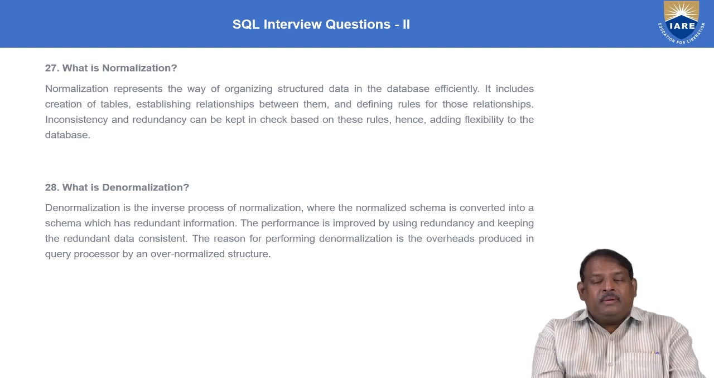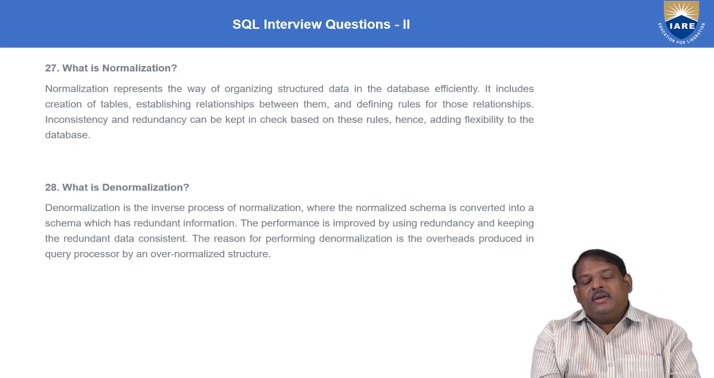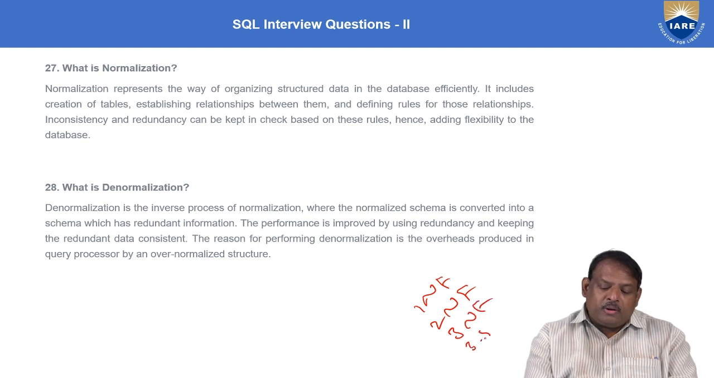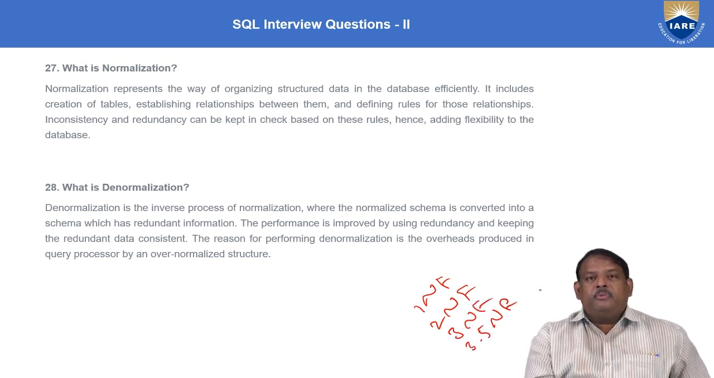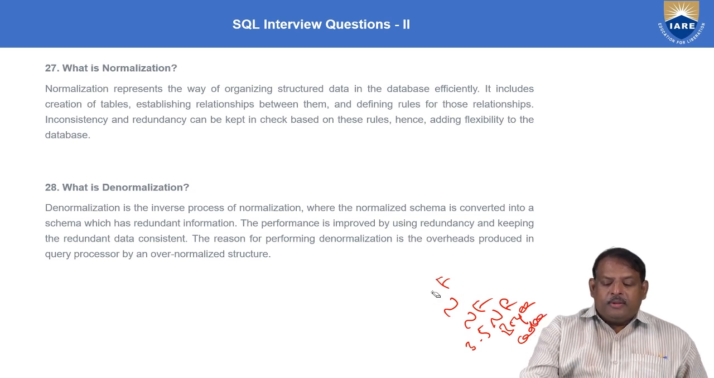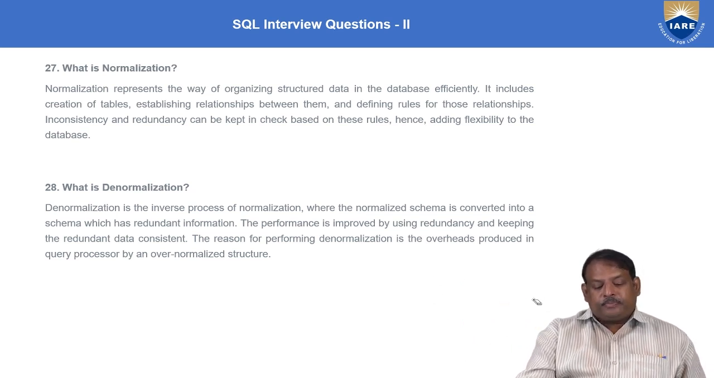In normalization, we have first normal form, second normal form, third normal form, and next to that, 3.5 normal form. So you are able to achieve up to 3.5 normal form or Boyce-Codd normal form. That means your data is in good shape. That is normalization.